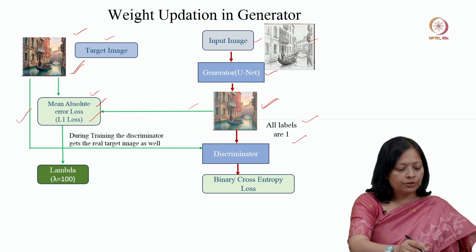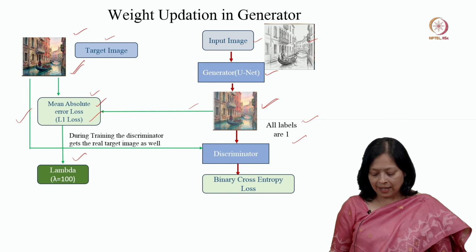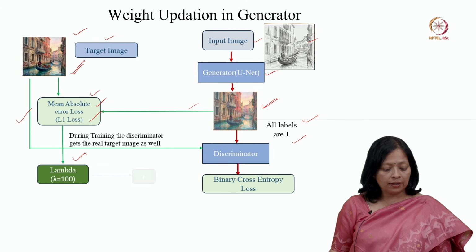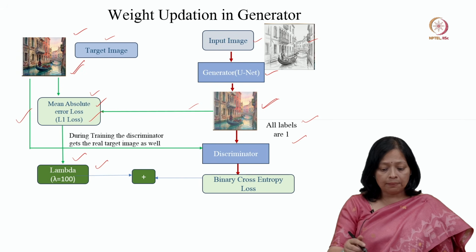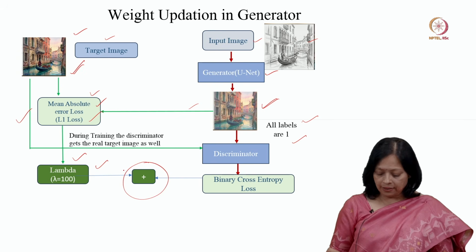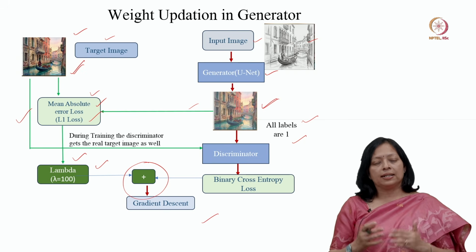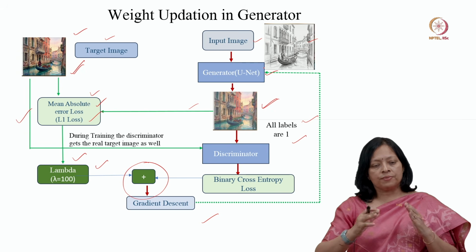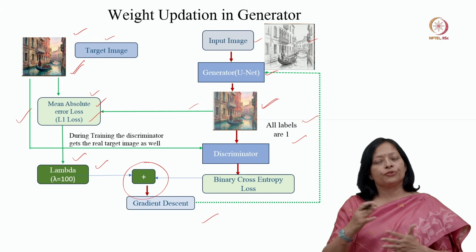Now, that mean absolute error gets multiplied by a factor lambda, which in the original paper they have taken as 100. We will come to that later. I will speak a little more about lambda, and why they have taken 100. This lambda times the mean absolute error loss and the binary cross entropy loss, these two are added together and we get the total loss, that is passed through the gradient descent. So, the gradients are applied and the gradient descent happens. For minimizing the loss, it goes back to the generator, again the generator's weight updation happens and the training process continues.